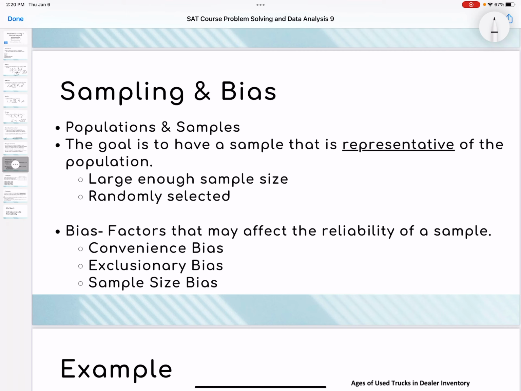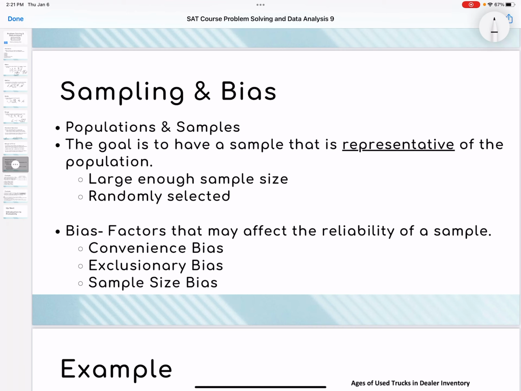Two things, as I mentioned briefly there, that make for a good representative sample are, 1, a large enough sample size, and 2, making sure that they were randomly selected, because if they aren't, we'll run into the next point, which is bias. Bias refers to factors that may affect the reliability of a sample. On the SAT, we're concerned with three main kinds of bias: convenience bias, exclusionary bias, and sample size bias. And we'll see an example of that in a second.